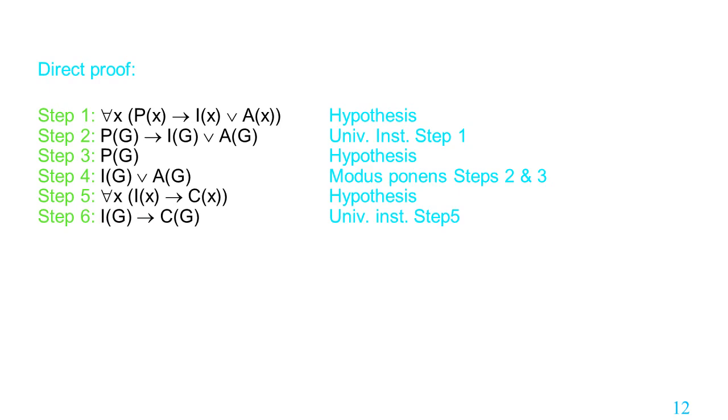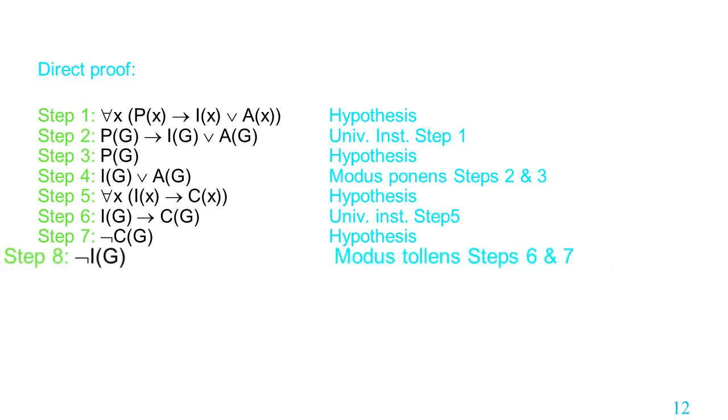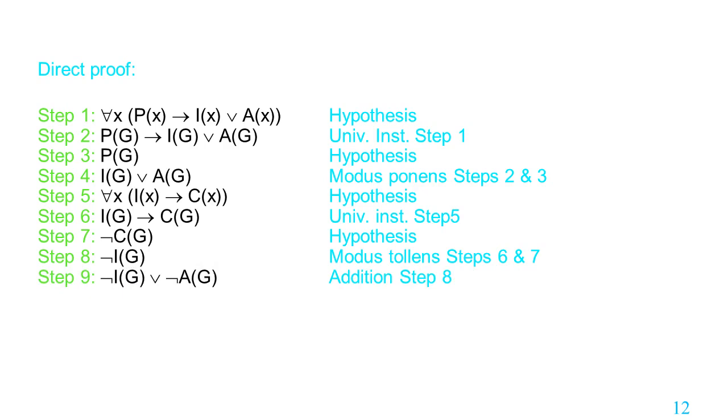Ig implies Cg. Not Cg is a hypothesis. Not Ig follows by modus tollens, using steps 6 and 7. And this is addition. We get not Cg and not Ig. We get another statement, not Ig or not Ag. This is also true.